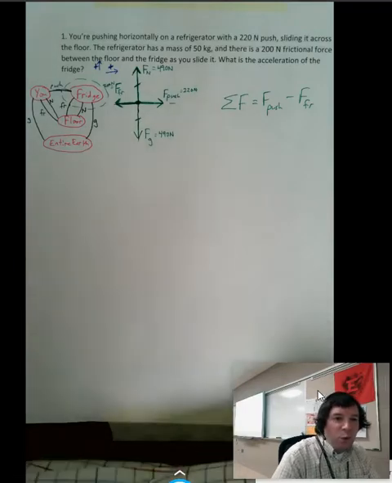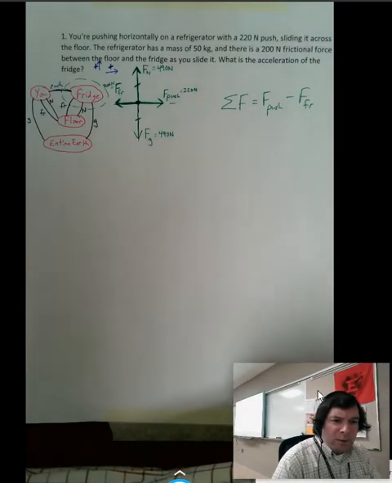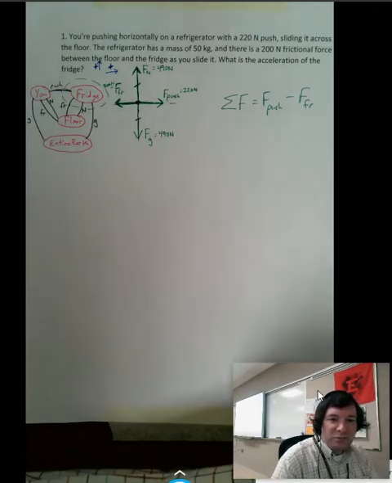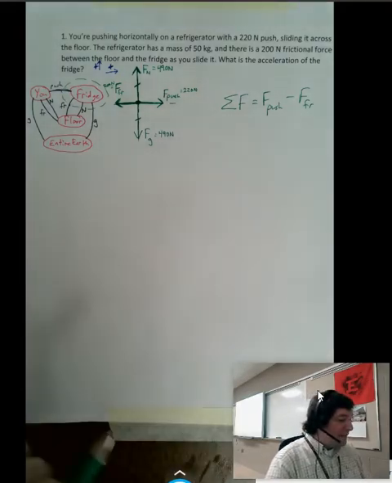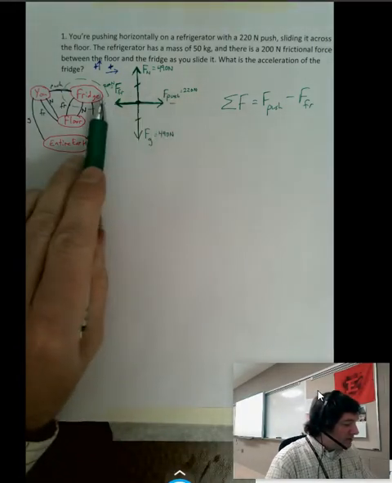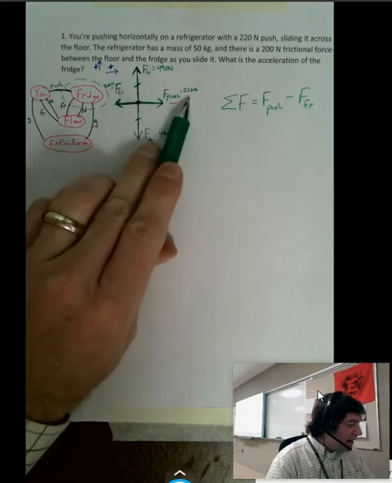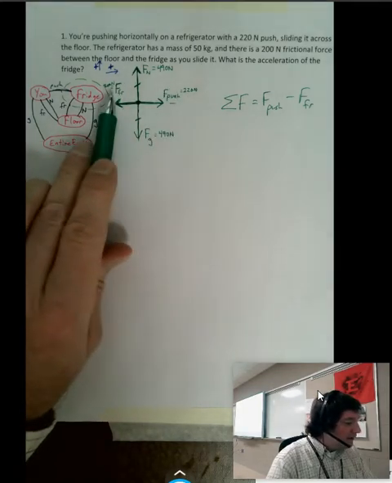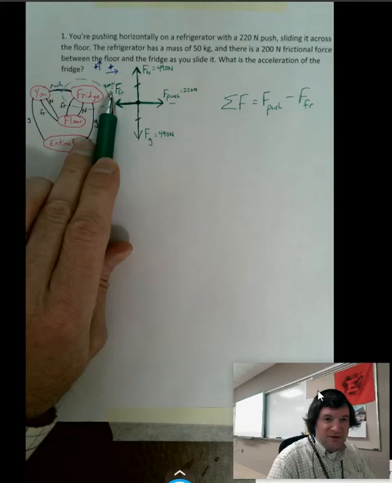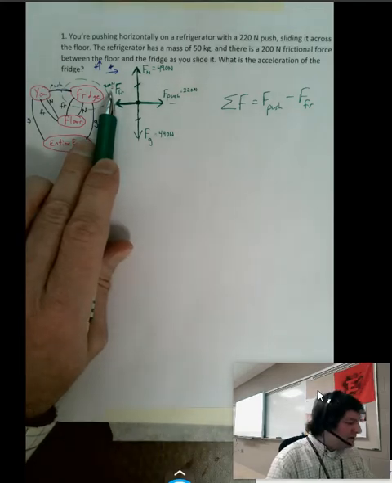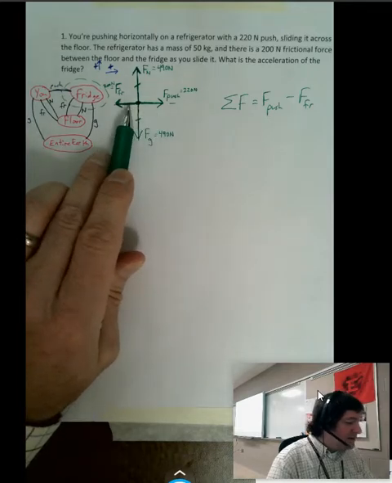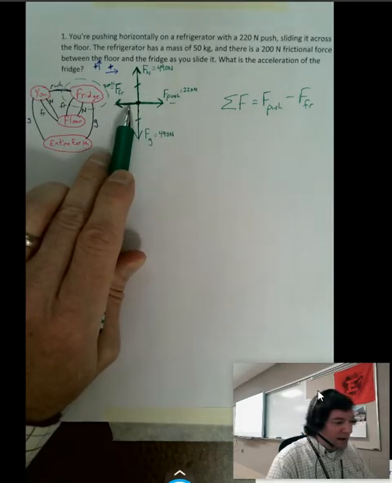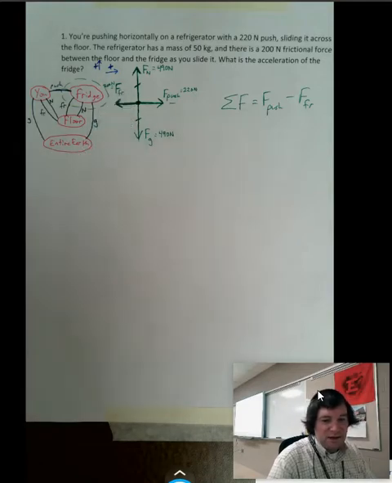Now you might be thinking, wait a minute, I thought we were finding a sum, we're finding a total, and you wrote subtraction there, F push minus frictional force. And yeah, you're right. I'm adding together a positive force and a negative force. So I've got positive 220 newtons here plus negative 200 newtons there. And it's just as simple as taking the amount to the right minus the amount to the left, because adding a negative number is the same as subtracting the amount.